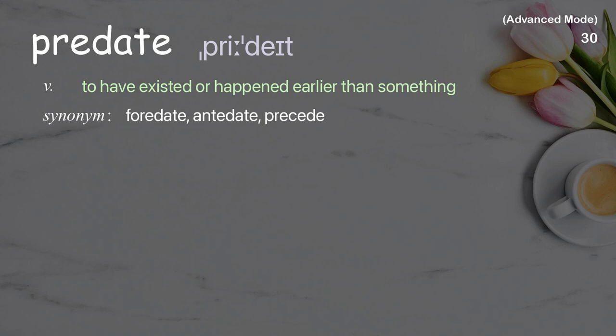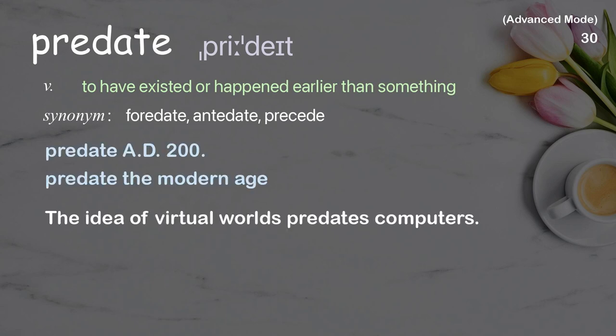Predate. To have existed or happened earlier than something. Examples: predate AD 200. Predate the modern age. The idea of virtual worlds predates computers.